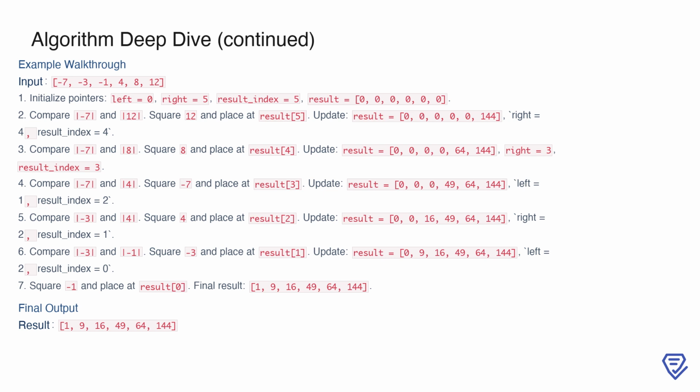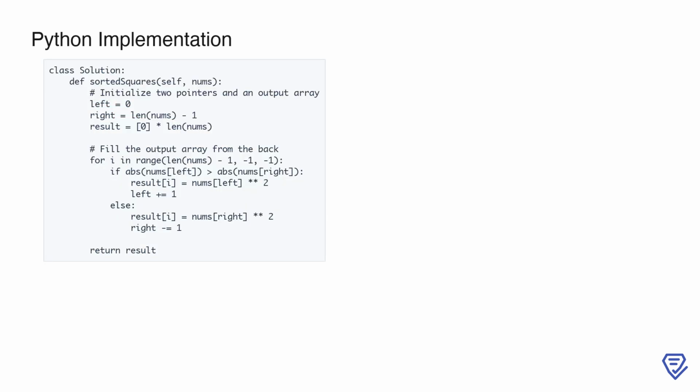The final result array is 1, 9, 16, 49, 64, 144, which is the output. This example demonstrates how the algorithm efficiently builds the sorted squares array step by step. This Python implementation leverages the two-pointer technique to solve the problem efficiently. Let's break it down step by step.